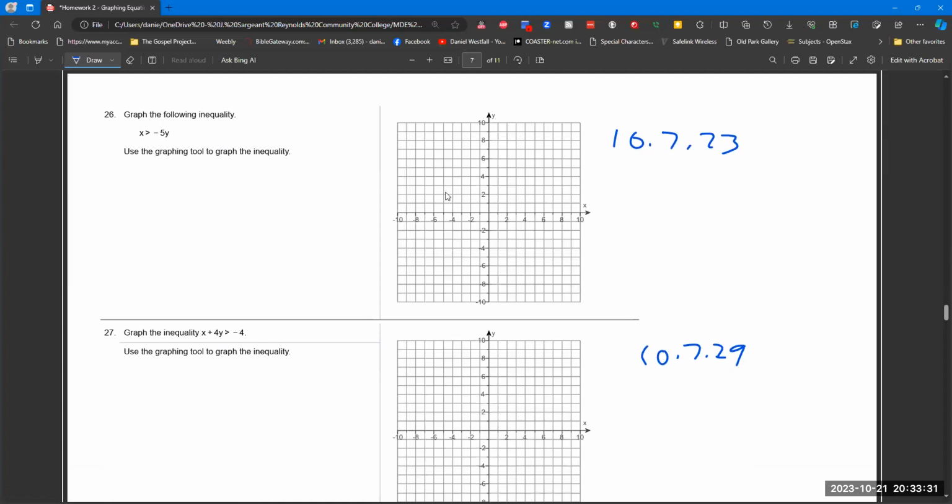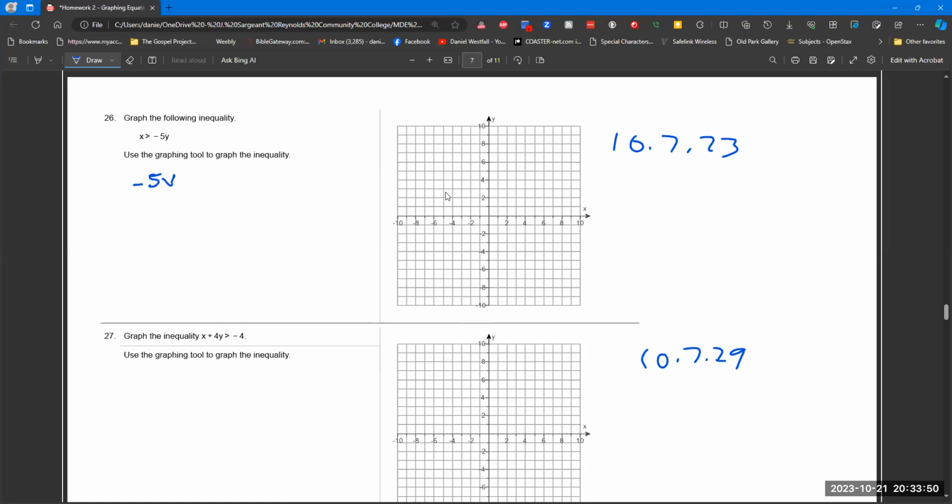This one is not solved for y, so let's go ahead and solve it for y, because there's not enough information here for me to find multiple intercepts, since there's only one intercept that goes through 0, 0. So let's get the y on the left, just keeping the -5y on the small side of the inequality. I'm going to divide both sides by -5. When I divide by a negative, I change the direction of my inequality sign.